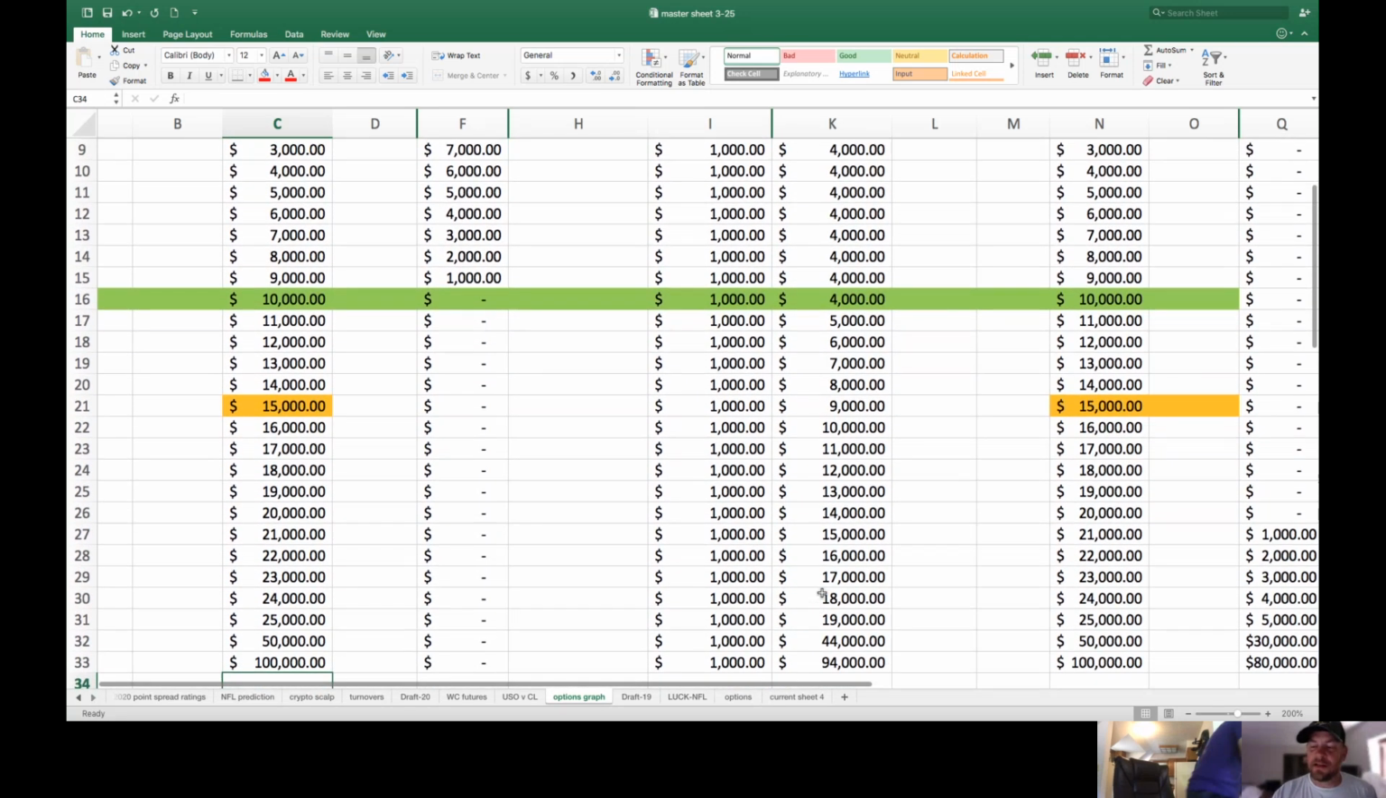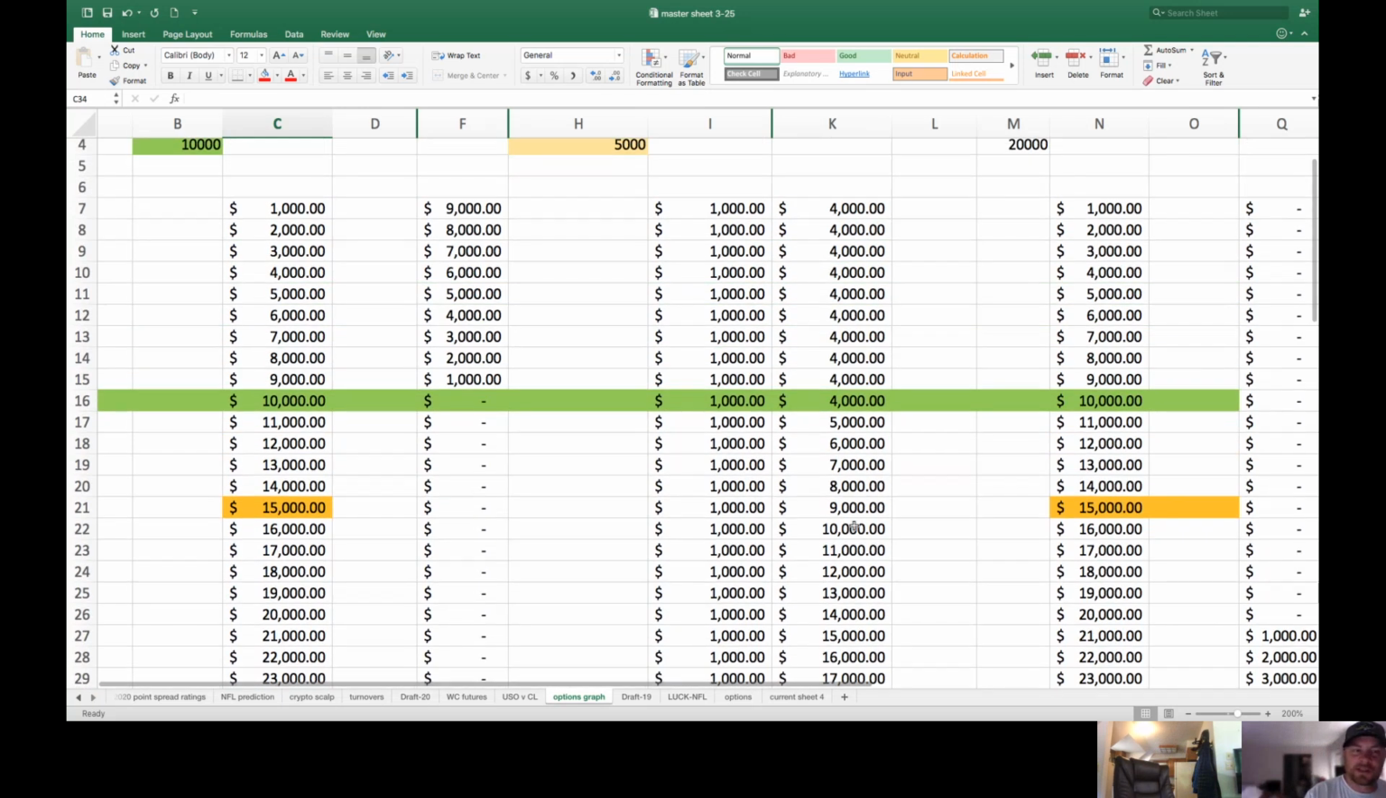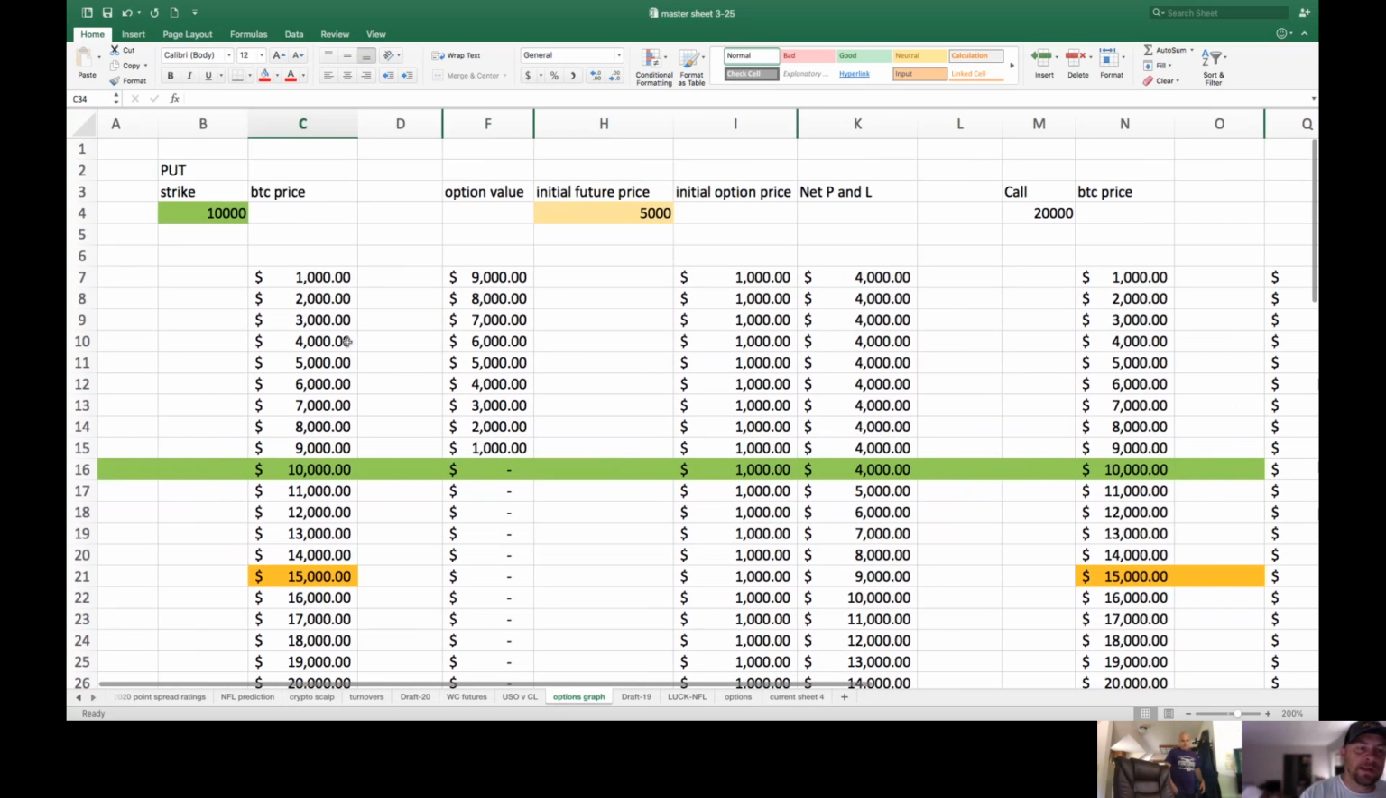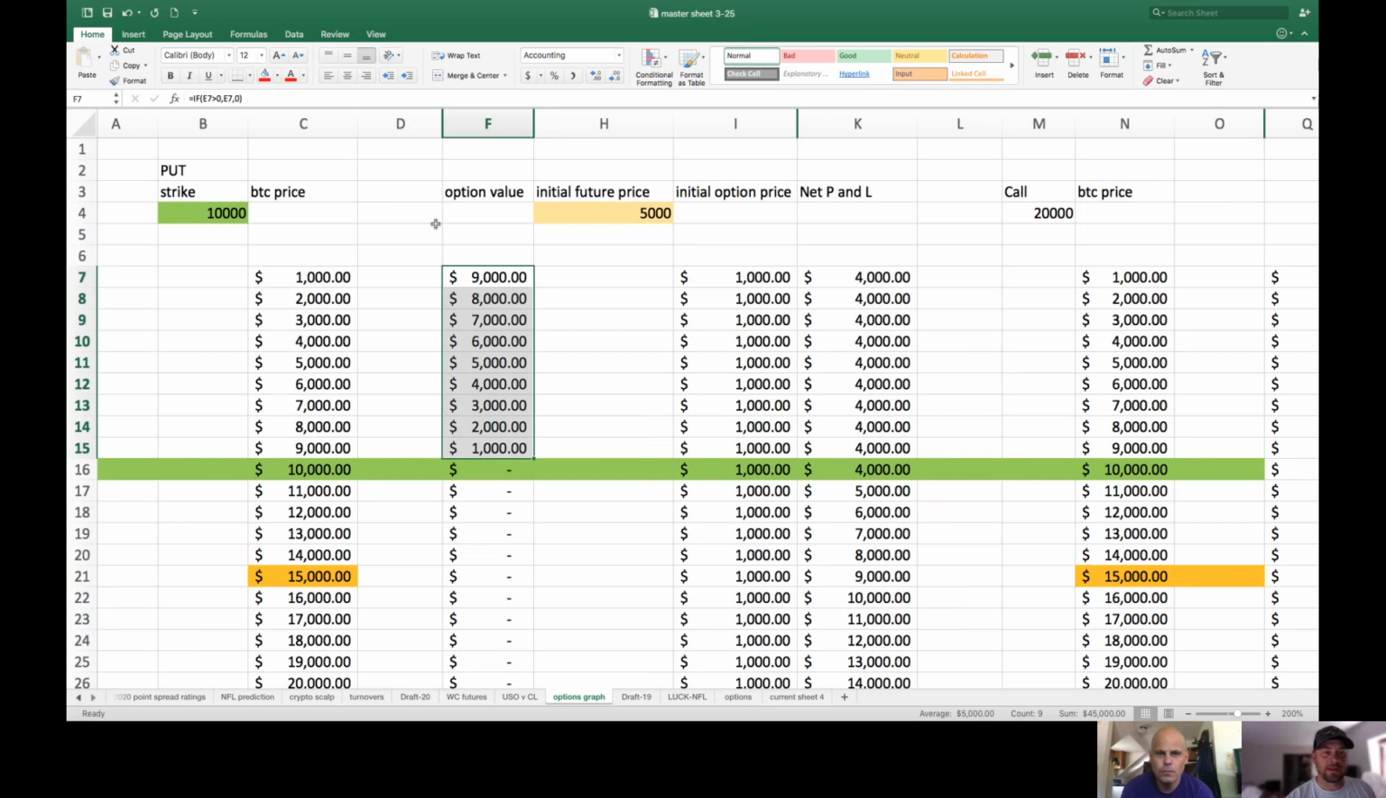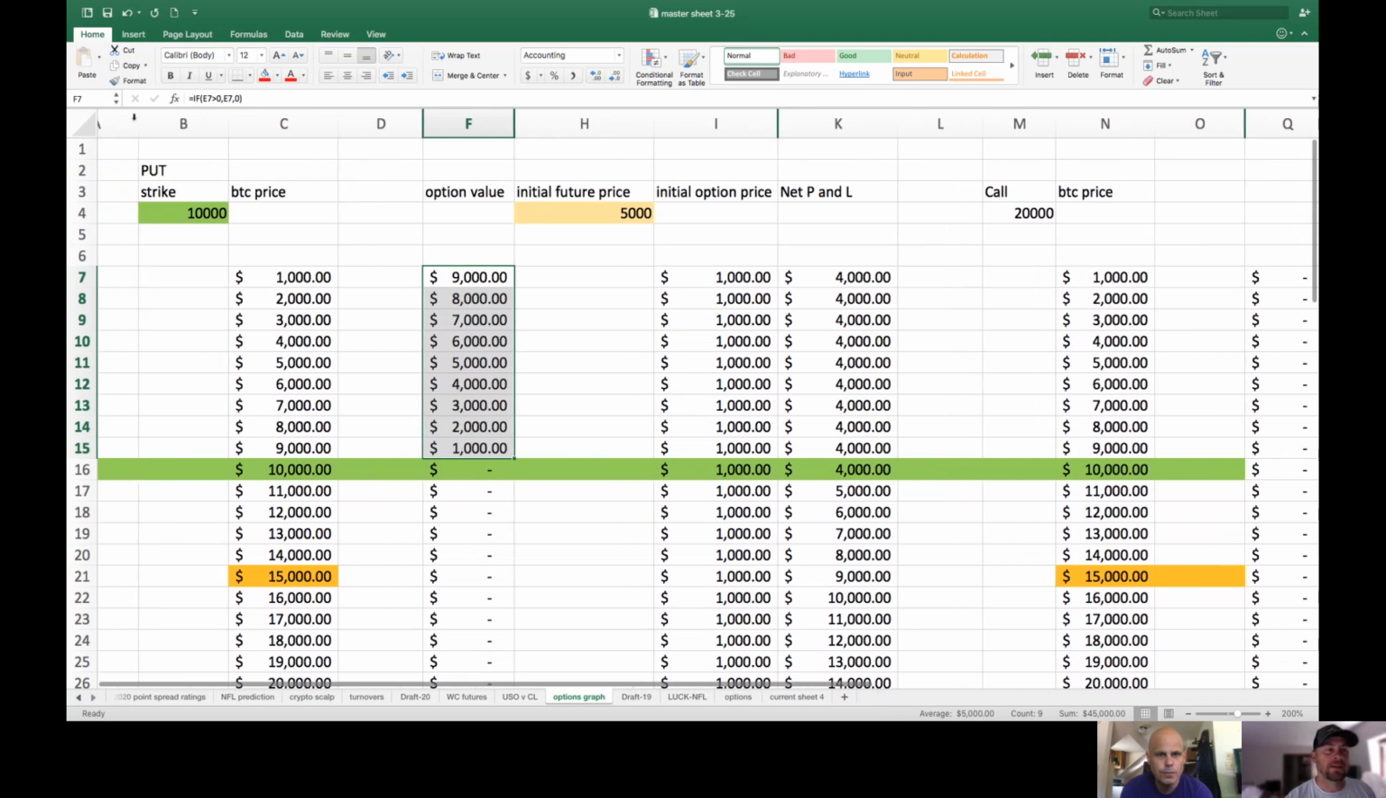The biggest thing I'm trying to show is, before, we did a 10,000 put, and we bought that at $1,000 when the Bitcoin price went to 15,000. These are just hypothetical numbers. But if it goes down, our option value goes up, and then we get to recoup this profit.